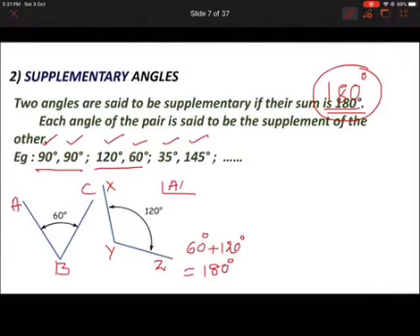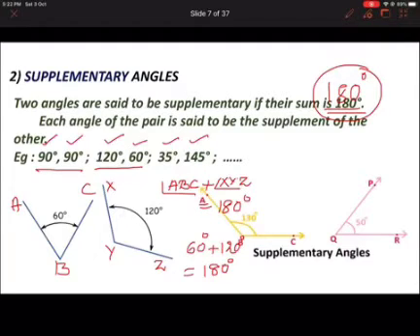angle ABC plus angle XYZ equals 180 degrees. Is it not? Here angle ABC is clearly 60 degrees, angle XYZ is 120 degrees. So together they form supplementary angles.